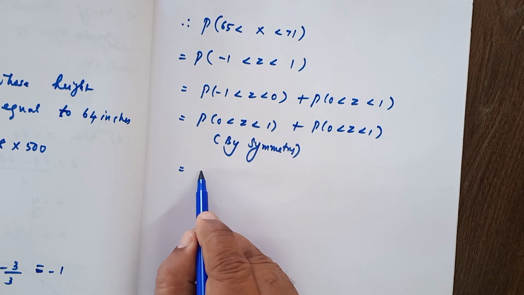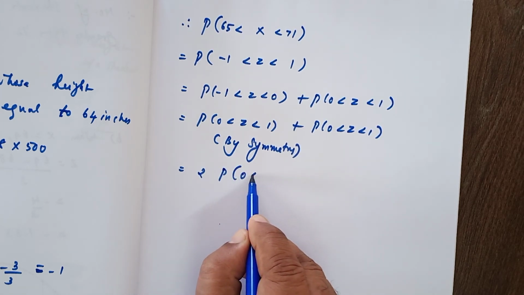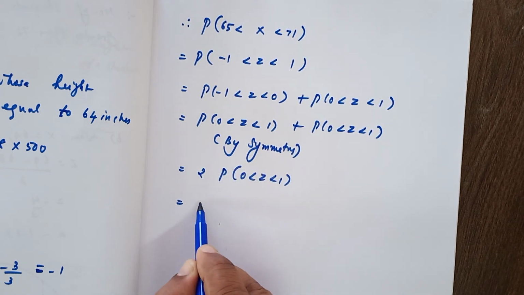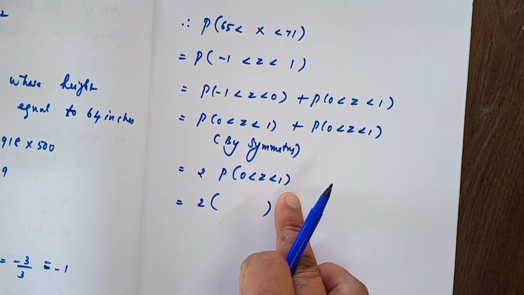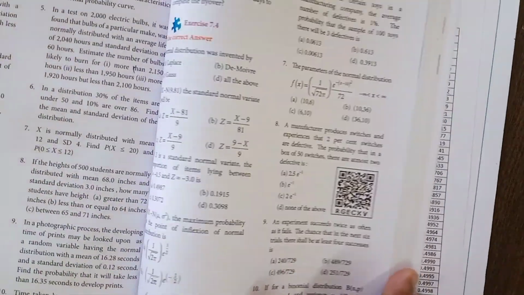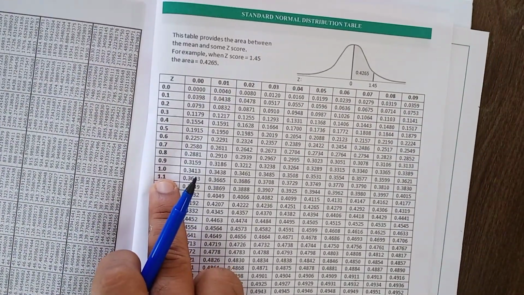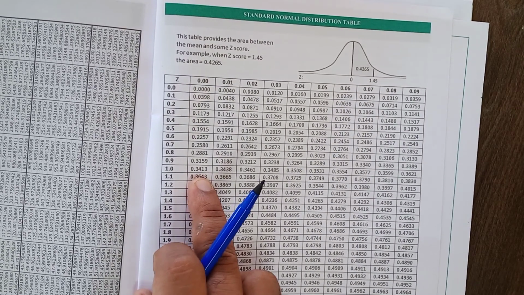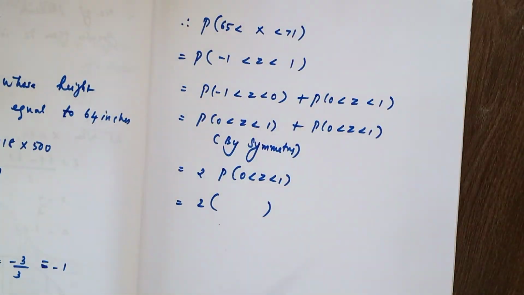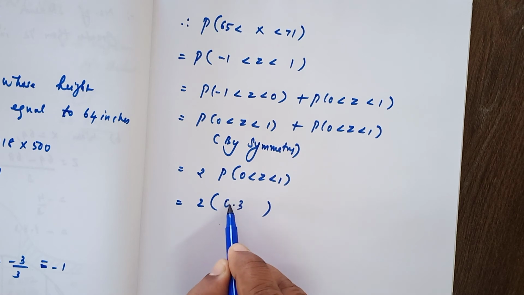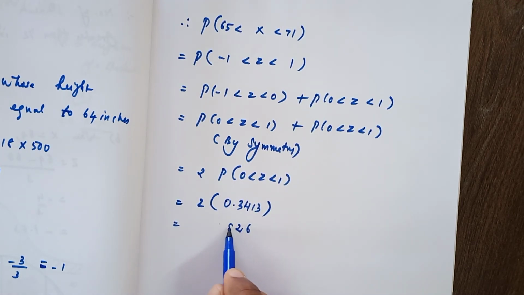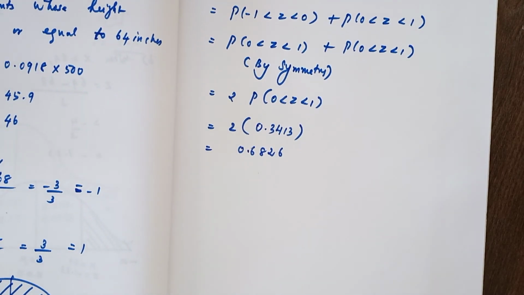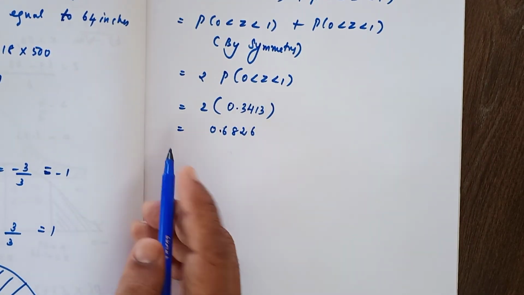How many times? 2 times. 2 times probability of 0 less than z less than 1 equals 2 into, we can refer to the normal distribution table. 1 means 1.0. For 1.0 the value is 0.3413. 2 into 0.3413 equals 0.6826.